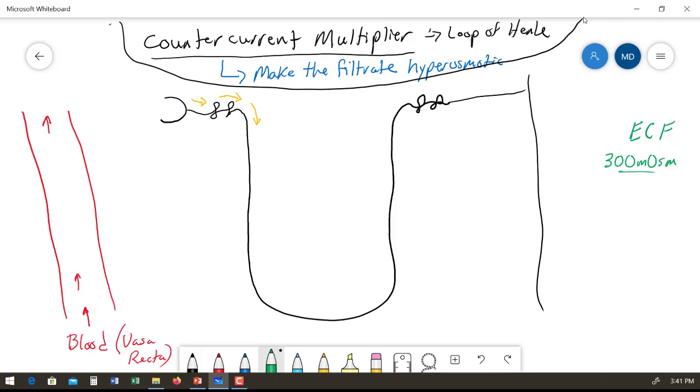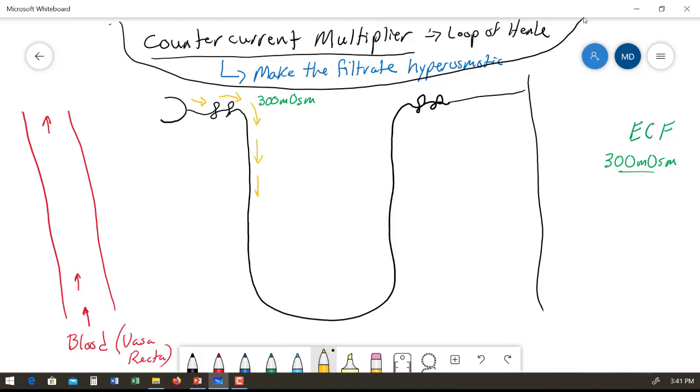So in other words, here the concentration of solutes in this fluid is about 300 milliosmoles. So the yellow arrows here, representing filtrate that's inside of the tubules, have a concentration level of about 300 milliosmoles.